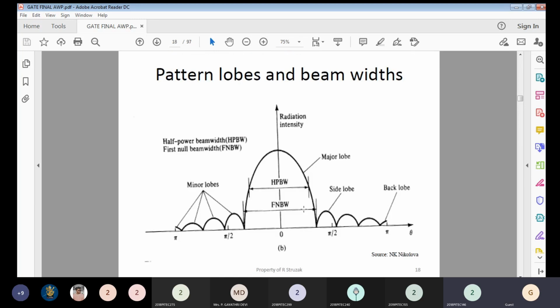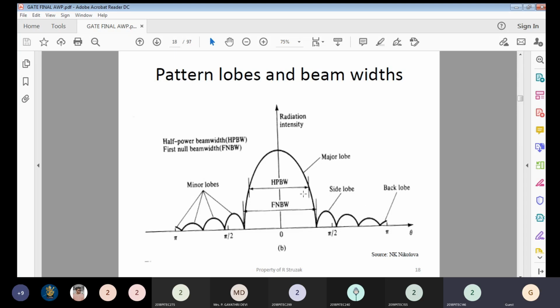Apart from that major lobe, the other lobes are called minor lobes. Here you can see the minor lobes. Can you see that? The minor lobes are classified into two types. One is called the side lobe. Another one is called the back lobe. The back lobe effectively is very small, but the side lobe will consume some energy.